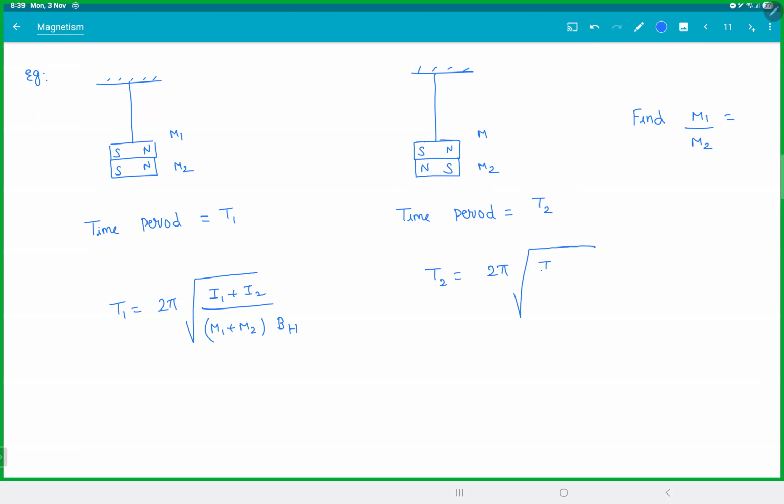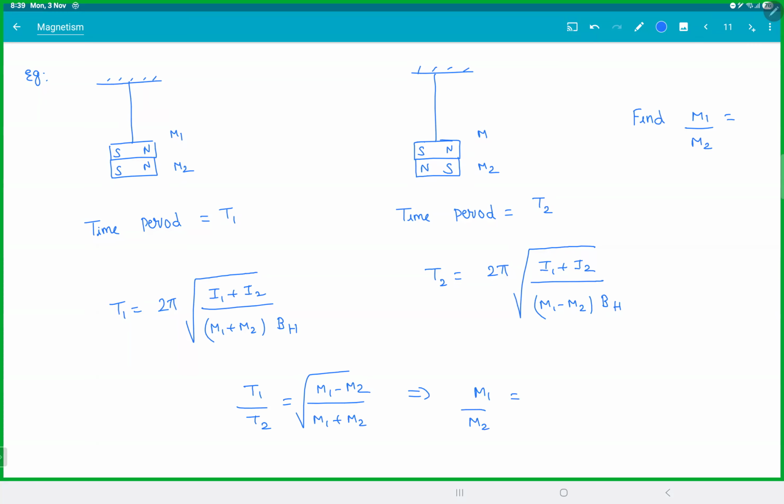Moment of inertia behaves like a scalar, so it doesn't matter how you align them. So moment of inertia will add up, whereas the magnetic moments will subtract. Again, we are assuming M1 is greater than M2, so we take the magnitudes anyway. And then you're done. Substitute here, T1 by T2 will be root over M1 minus M2 by M1 plus M2. Square both sides and then cross multiply and finish it off. You'll get the ratio M1 by M2. I'll leave it there. Clear?